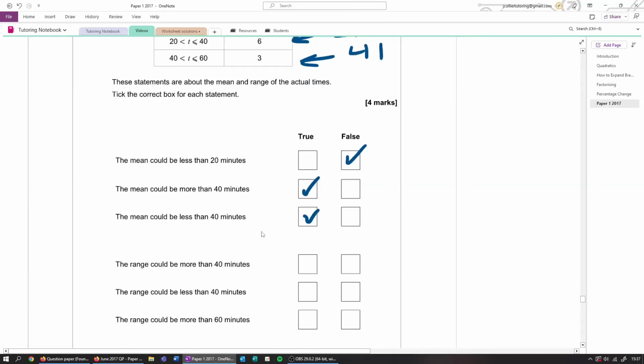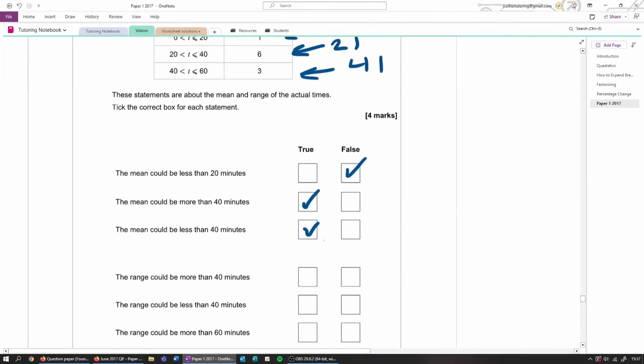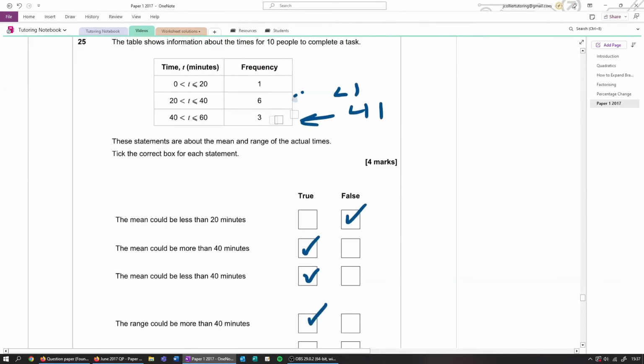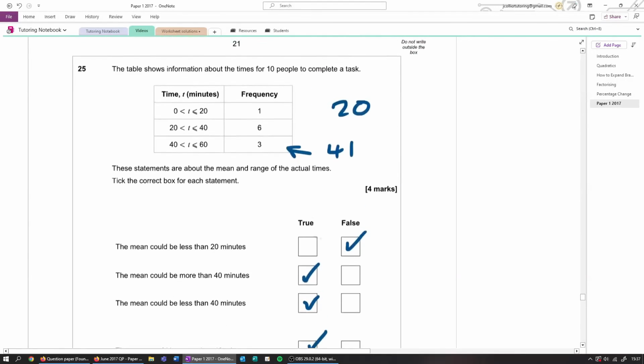Okay, so the range can be more than 40 minutes. Well, yep, somebody could be on 1, somebody could be on 59 or even 60, so that is true. The range could be less than 40 minutes. Well, we could have one person on 20, and we could have all of these ones on 41, and then the range there would be 21, which is less than 40.